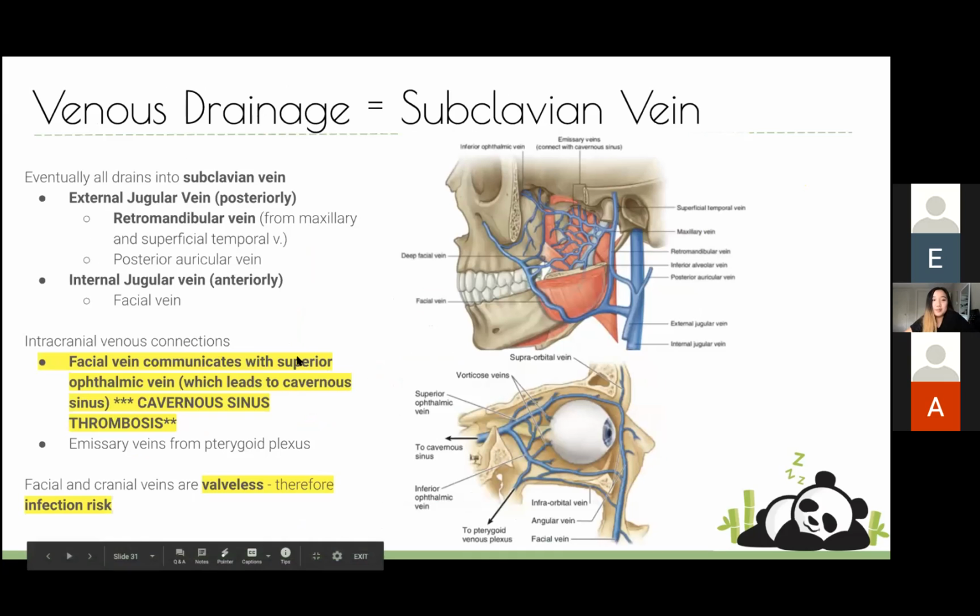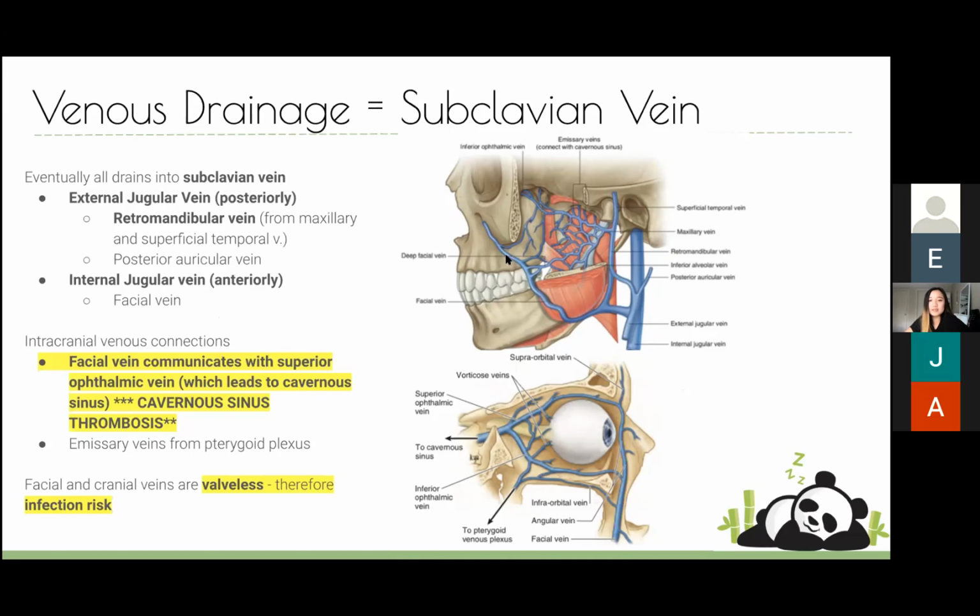Venous drainage all eventually drains into your subclavian vein, via your external and your internal jugular veins. Your external jugular vein is actually the small boy, and the internal jugular vein is your big boy. Your external jugular vein, you can see here, drains from your retromandibular vein from some parts of the face. And then your internal jugular vein drains more anteriorly, so the majority of the face, because it receives the facial vein here. Cool.